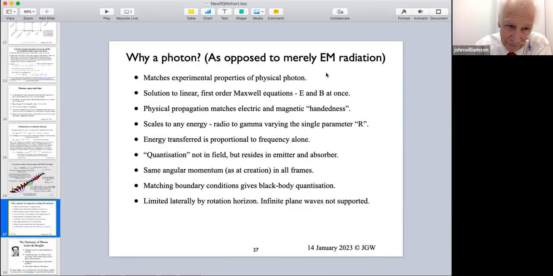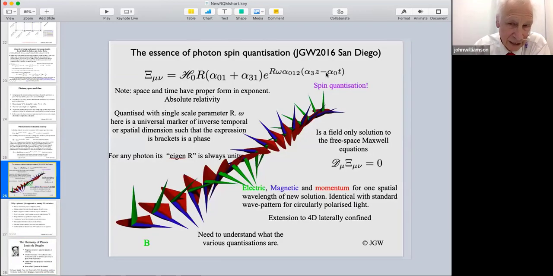Now, I've talked about these wave functions. I've said these are four-component wave functions. If I sit still, if I fix T and run Z, then what happens here is I get a rotating electric field. However, if I fix Z and let T run, then I get a rotating field.